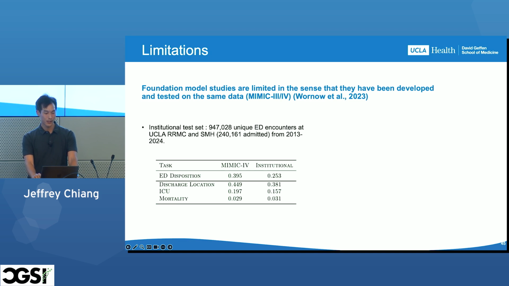One observation in this review paper that I cited earlier was that a lot of these models have been developed and tested on the same data, specifically the MIMIC data sets. And it turns out that we benchmarked our model on emergency department encounters at UCLA, which we call the institutional data set here. And we can already see that there are some differences in the patient characteristics just by looking at the rates of these different outcomes.